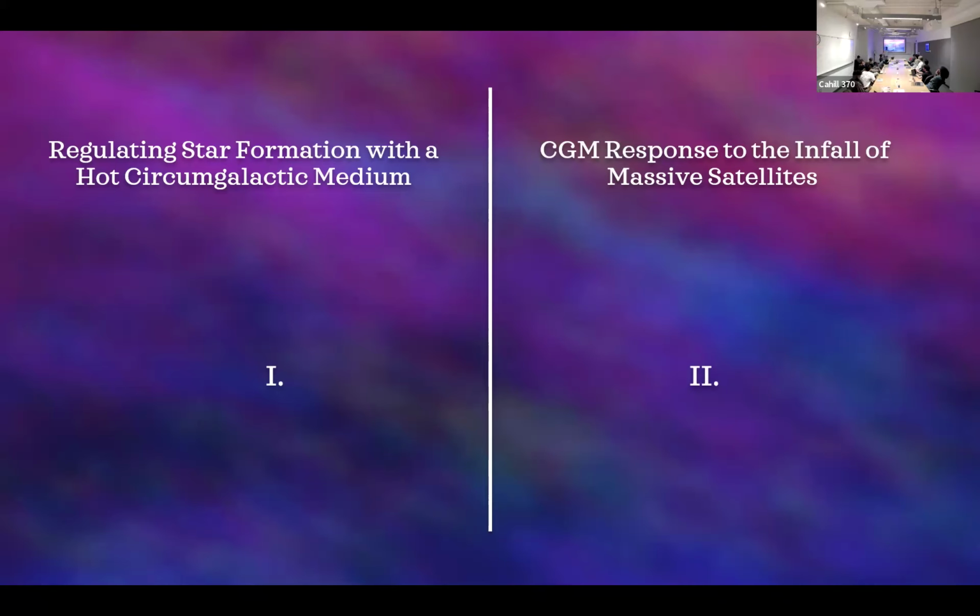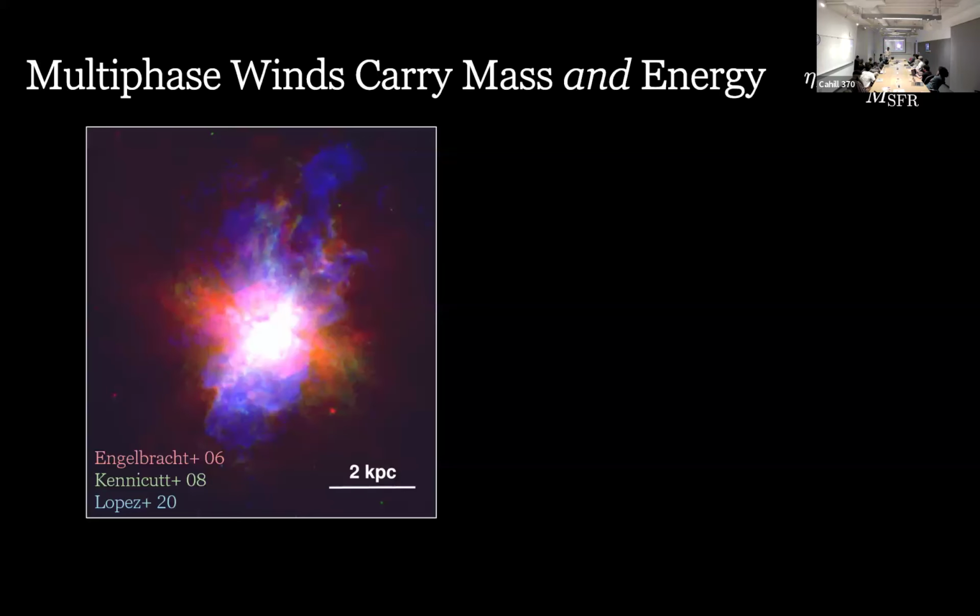And so with that, I'll move on to the first part of this talk, talking about the galaxy-CGM connection and the role the CGM may play in this process. So beginning, supernova feedback is believed to be a powerful regulator of star formation in low-mass galaxies, both on the local ISM scale, but also at the galactic scale. So in the simple picture, you have these hot expanding bubbles from supernovae that break out from the galaxy while entraining cool gas from the interstellar medium to go on to create these large-scale multiphase outflows that carry mass, energy, and metals out of the galaxy and into the CGM, or perhaps even out into the IGM.